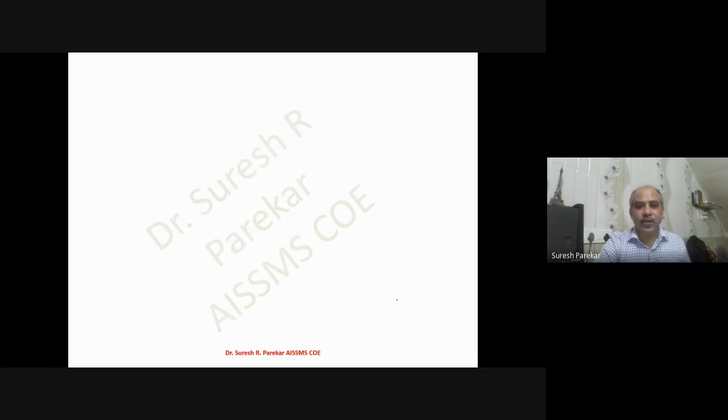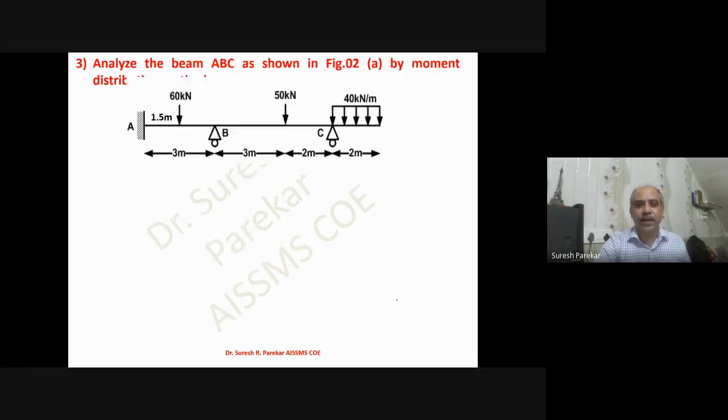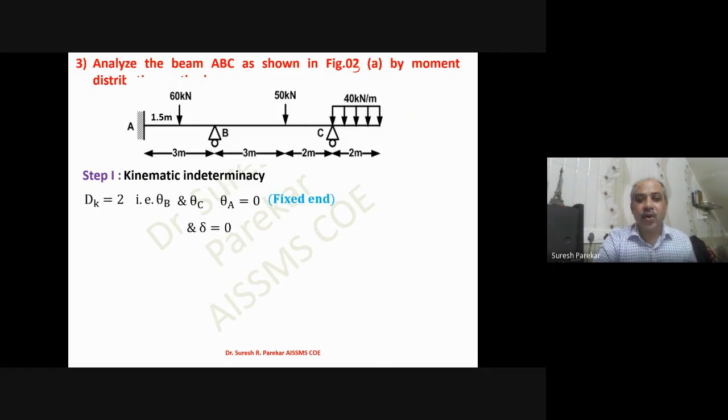And now we will go to the last problem, which will be the problem with overhang by moment distribution method, and this will be figure 3. Here I have considered kinematic indeterminacy, which you need not require actually, but I have kept it. So this step is an optional step you can have.